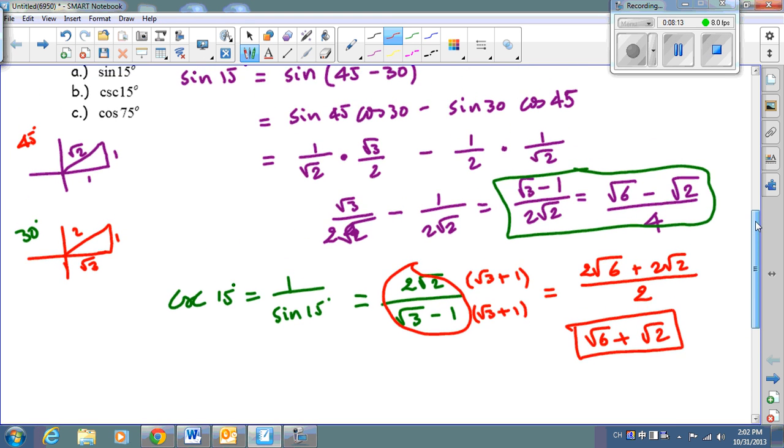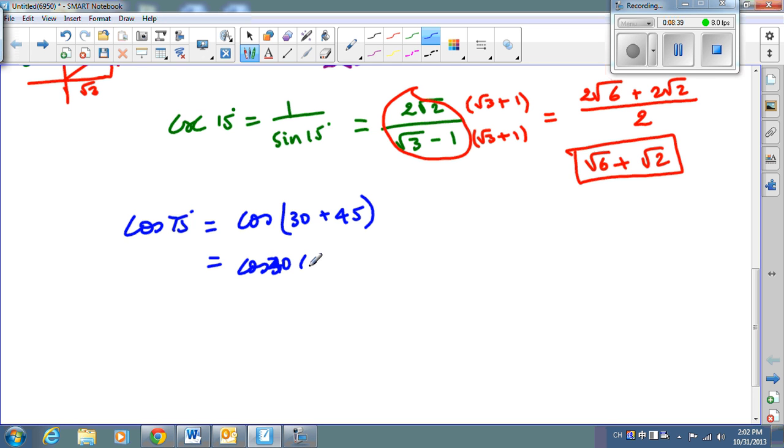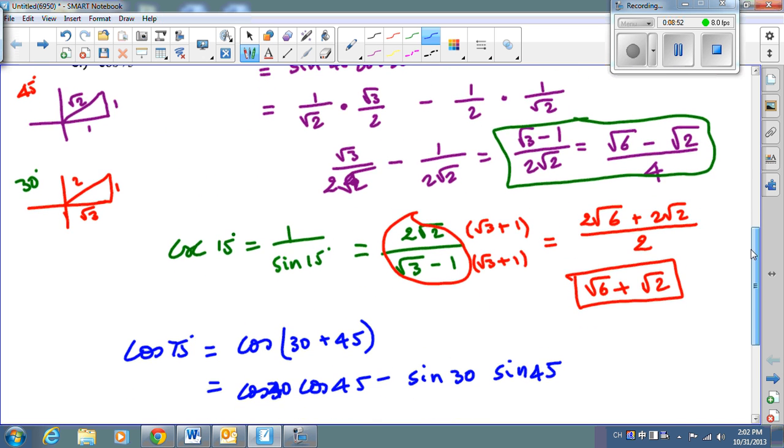Let's do the last one. The last one says cosine of 75. Cosine of 75 degrees. 75 degrees is not a familiar angle. So I will do cosine of 75 is actually 30 and 45. Now that we have cosine, I can actually break it into pieces by saying it's cosine of 45 or 30, doesn't matter, times the cosine of 45 minus the sine of 30 and the sine of 45. I will use the same triangles that I made earlier. You can always refer to this.